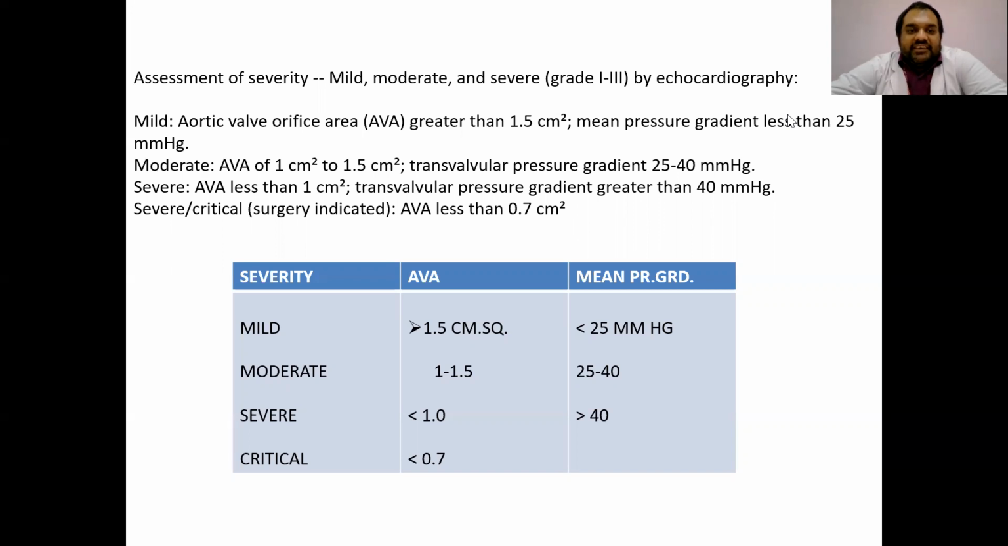Here's a table given on the basis of severity and mean pressure gradient. Mild will be more than 1.5 centimeter square, in which the mean pressure will be less than 25 millimeter of mercury. Moderate, the aortic valve area will be 1 to 1.5 centimeter square, mean pressure gradient 25 to 40. Severe, the aortic valve area less than 1.0 and mean pressure gradient of more than 40. Critical cases less than 0.7 centimeter square.